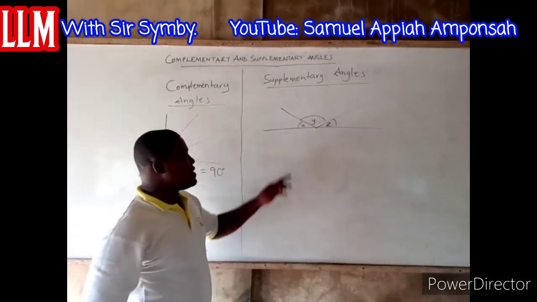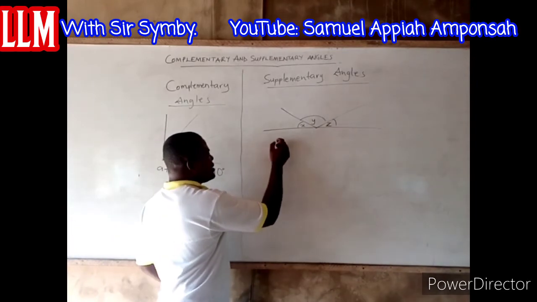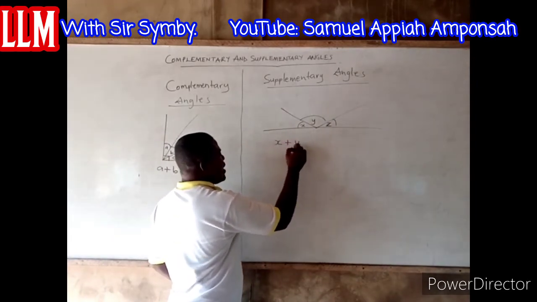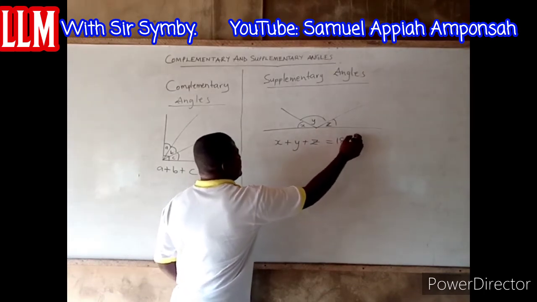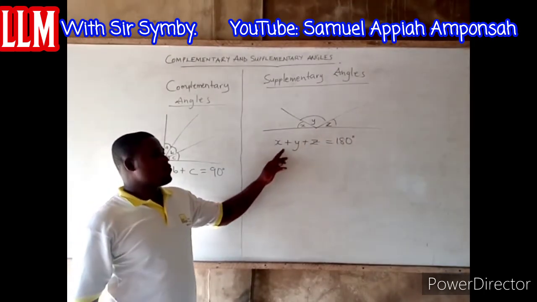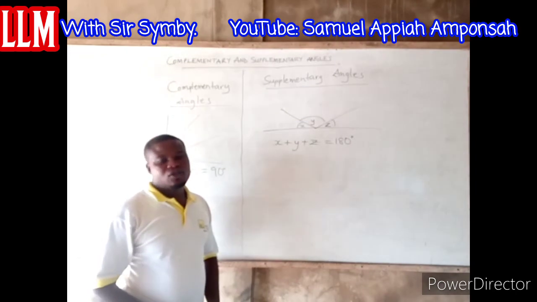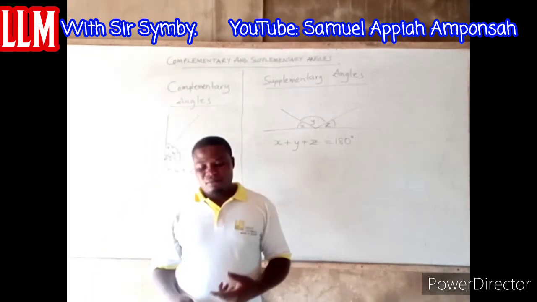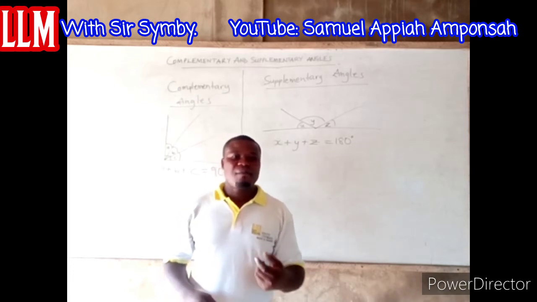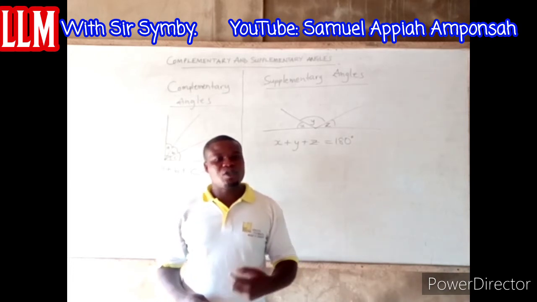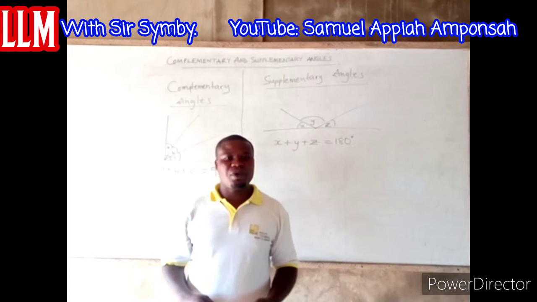Angle X, Y, and Z here. If you add X, Y, and Z, you must get 180 degrees. Then we say that X, Y, and Z are supplementary angles. I hope it is not difficult. We are going to solve some examples of complementary and supplementary angles. I urge you to pay attention for you to understand the concept better.